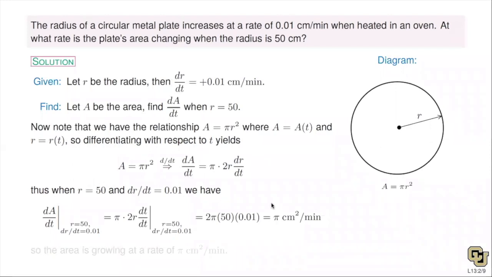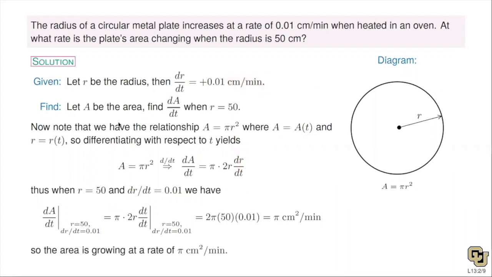The units here are important. I'm expecting to see the units of area, which here is centimeters squared, divided by the units of time, which here is minutes. And you can track the units. The units of the derivative, this 0.01, are centimeters per minute. And the unit of the 50 is just 50 centimeters, right? Centimeters times centimeters per minute gives me centimeters squared per minute.